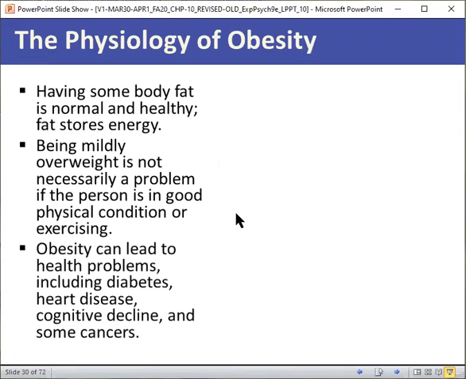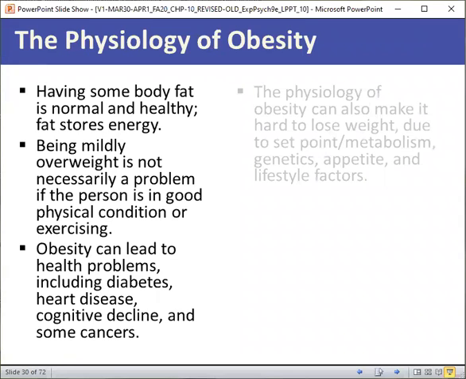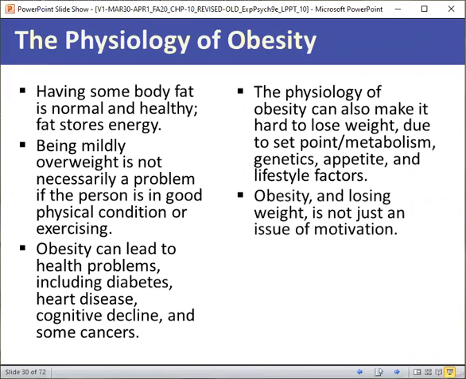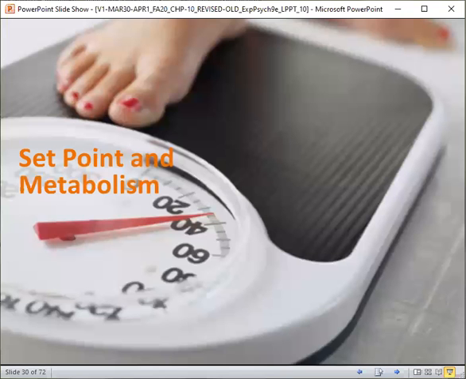Obesity can lead to health problems, including diabetes, heart disease, cognitive decline, as well as some cancers. The physiology of obesity can also make it hard to lose weight due to the set point metabolism, genetics, appetite, and lifestyle factors. So what it comes down to is that there are going to be a variety of things combating you to try to make you not lose that weight or gain that weight. Okay, obesity and losing weight is not just an issue of motivation.